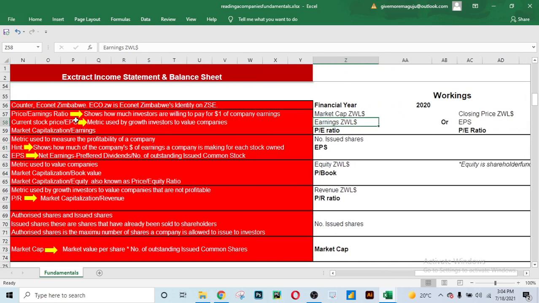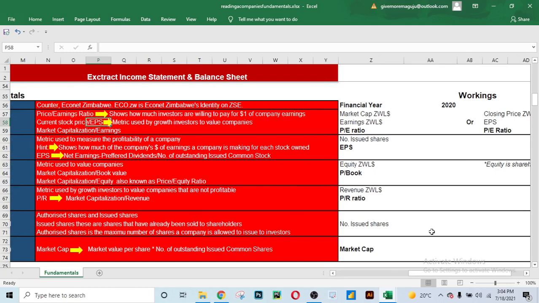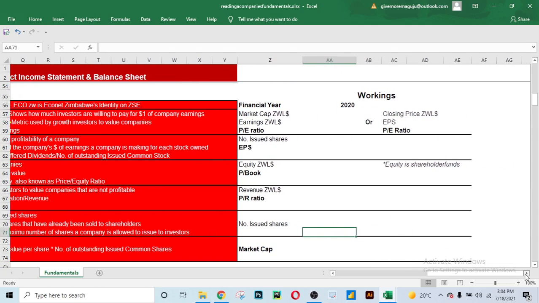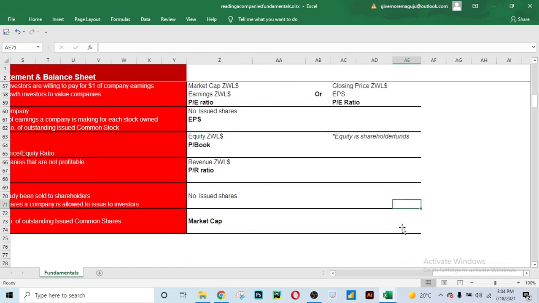And I've even explained a lot here. I've even shared with you some formulas in the previous tutorial, okay? So without wasting time, let's dive right into it.